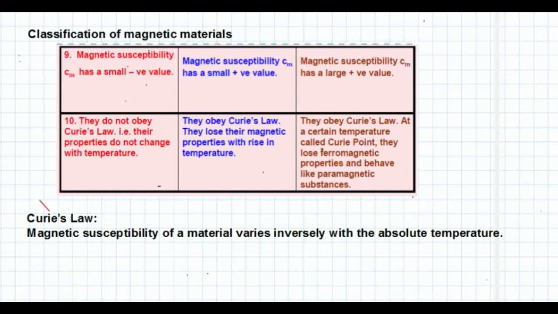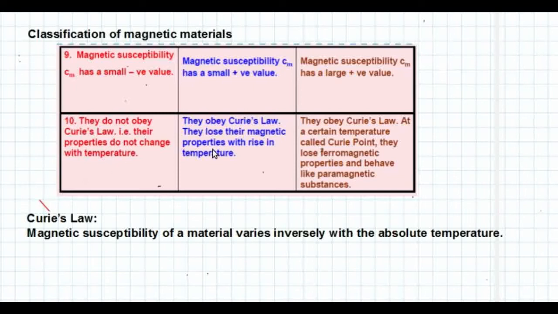And what is this magnetic susceptibility? Magnetic susceptibility is a measure of to what extent a material can be magnetized. Then the last point: diamagnetic material does not obey Curie's law. We will discuss Curie's law afterwards.